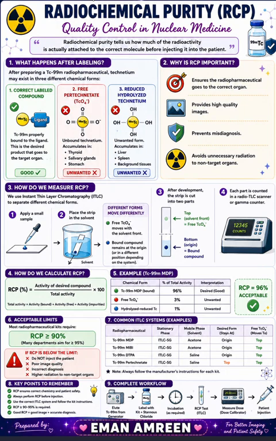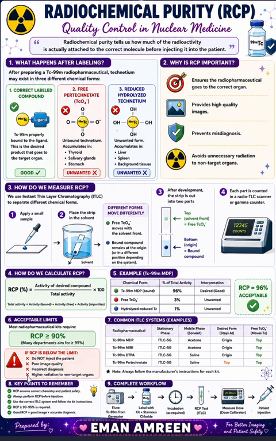After this, radiochemical purity is calculated using the formula: RCP equals the activity of the desired compound divided by the total activity, multiplied by 100. The result is expressed as a percentage.